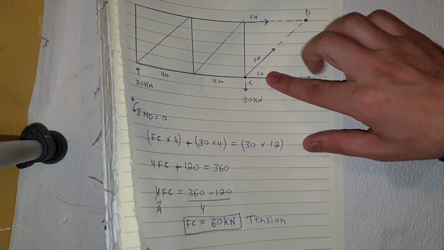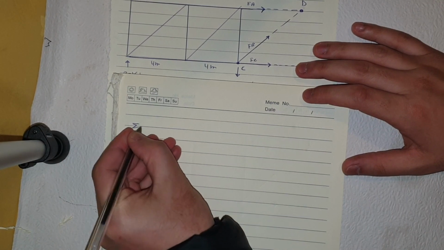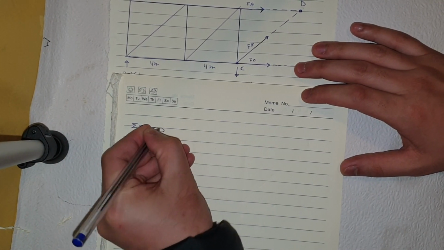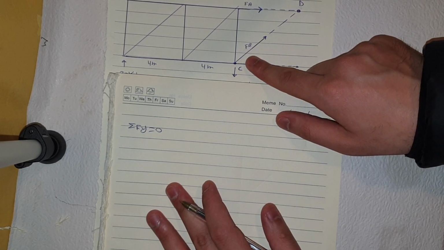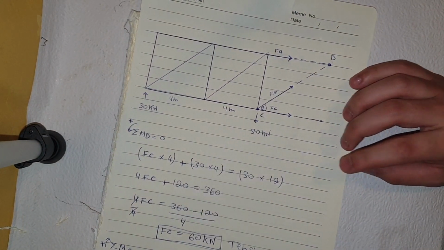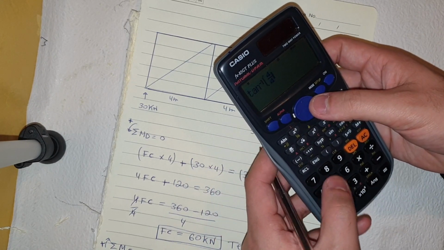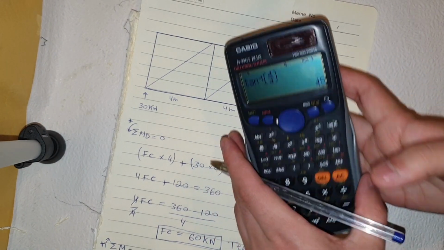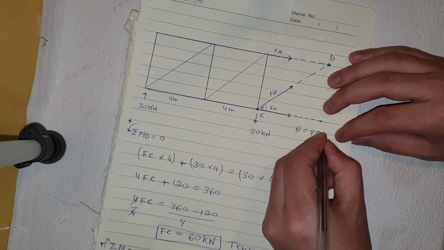So now I'm going to solve the member FAB. So I'll take summation of Fy now, summation of Fy is equal to 0. To find out FAB, we should know the angle. So what is the angle of this? Just put inverse tan of 4 over 4, and that will be equal to 45 degrees. So our theta is equal to 45 degrees.